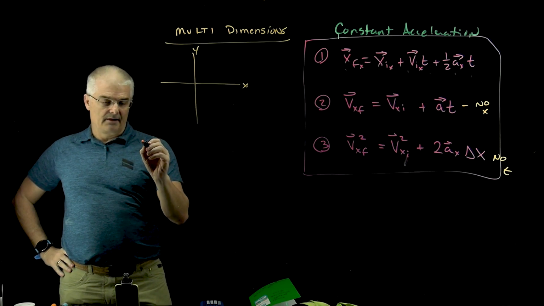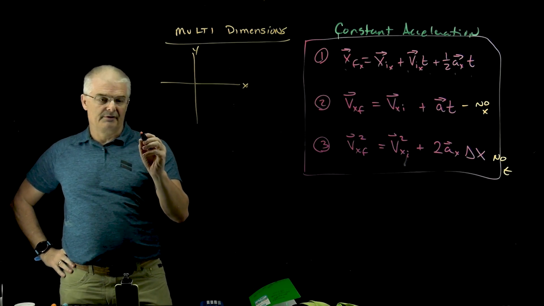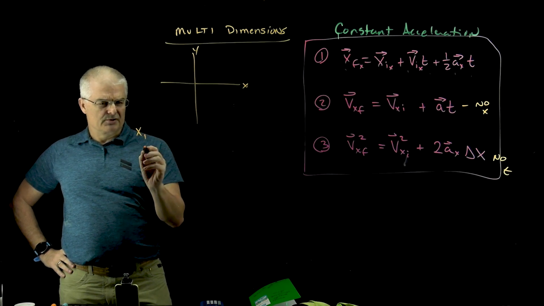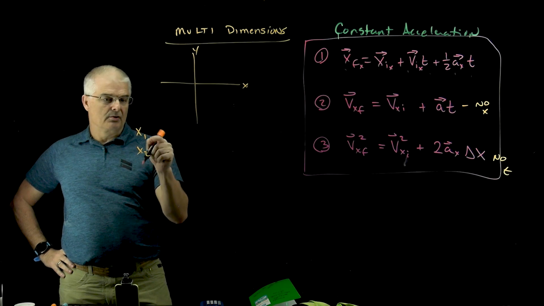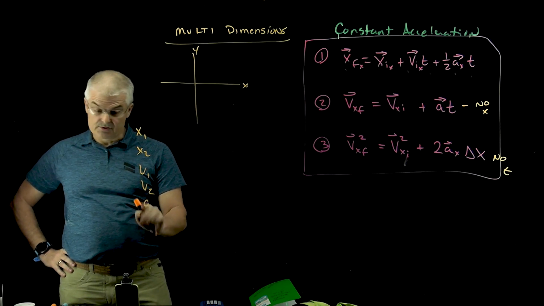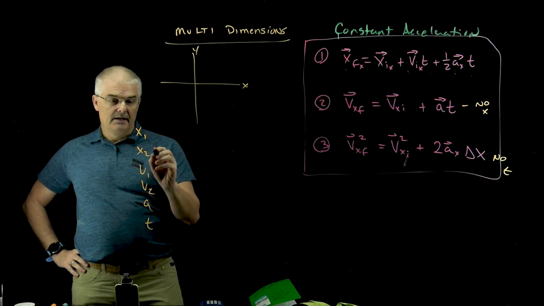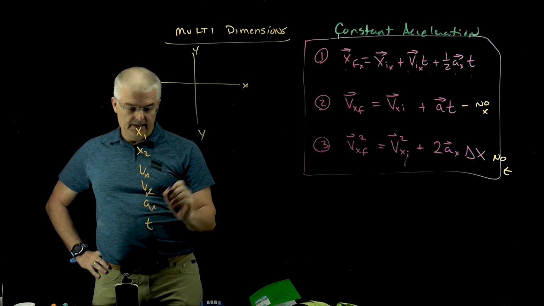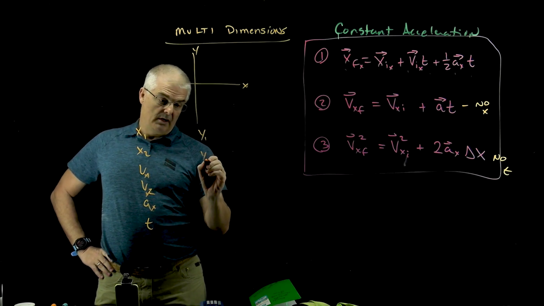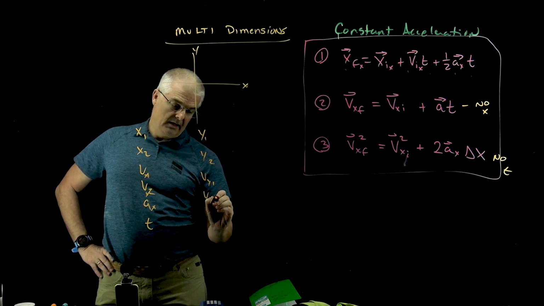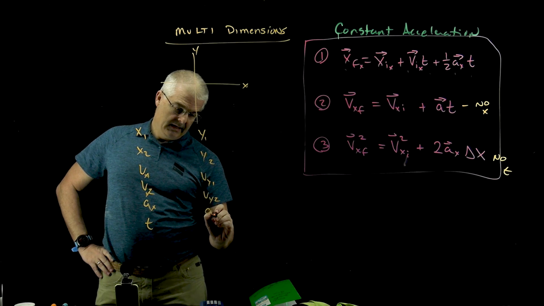So again, if we've got our table from the last couple of videos, you've got x1, x2 as beginning and final, vx1, vx2, ax, constant acceleration, there's only one a, and t. And then you would have y1, y2, vy1, vy2, ay, and t.